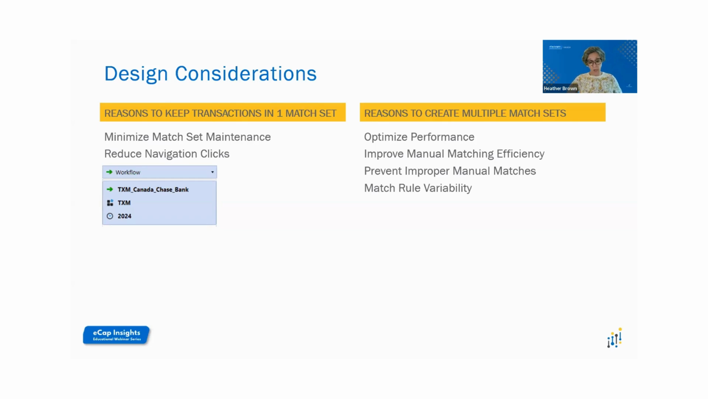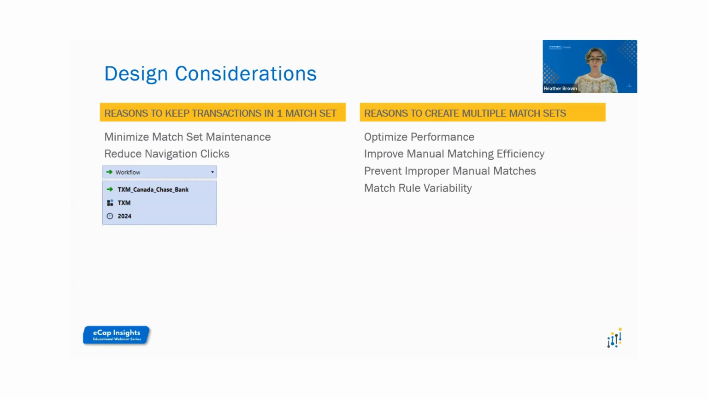The second reason why you might want to keep transactions in one match set is to reduce navigation clicks. And what I mean by this is, every time the user needs to perform interactive matching, they have to open that match set, and they do that by changing their point of view settings. I included a screenshot of that on the slide that you're looking at. They have to go up to their POV, browse to that match set, and open that workflow profile to open that match set. Having a lot of match sets means that the users are going to be spending more time navigating from match set to match set.